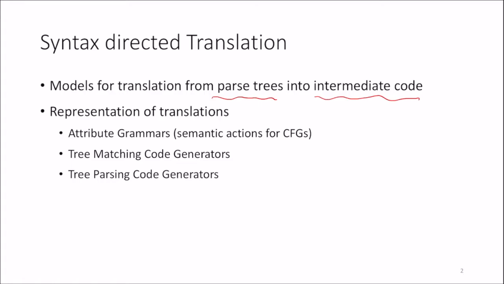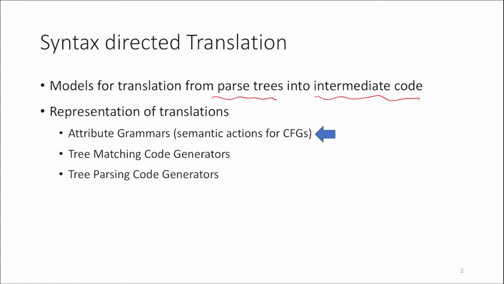So once you've done your parsing and you have a parse tree, there are many different ways that you can do this translation. The first is something called attribute grammars, and this is what we are most familiar with because that's what Yacc and Bison use and is the most common way to do syntax-directed translation. And this is the one that we'll be focusing on.